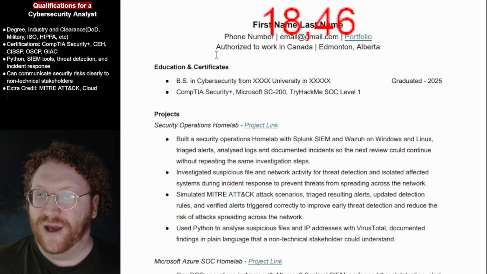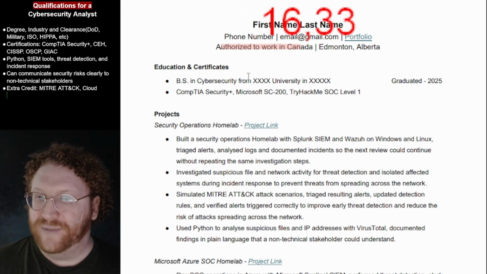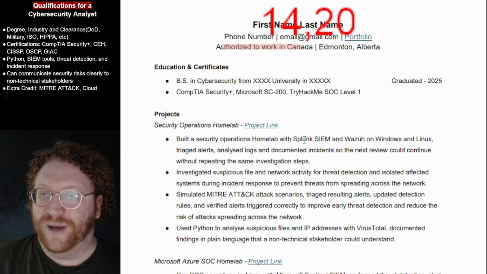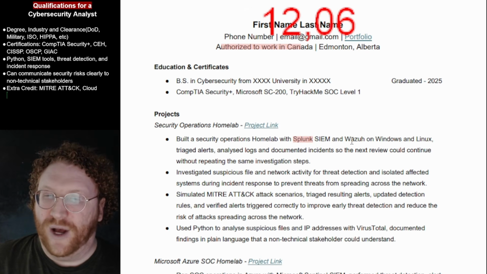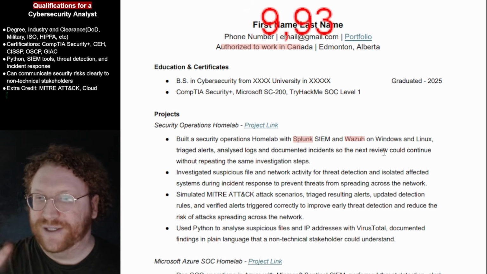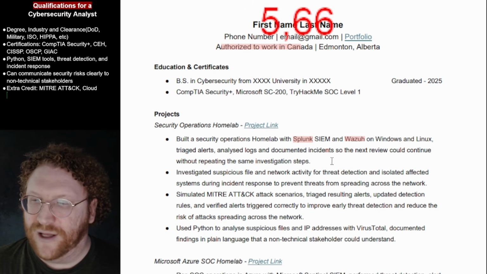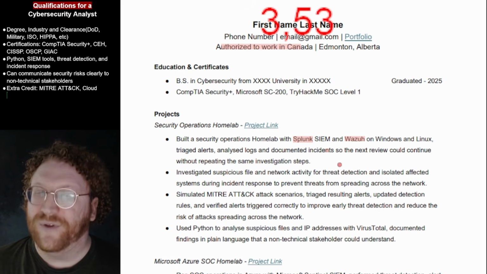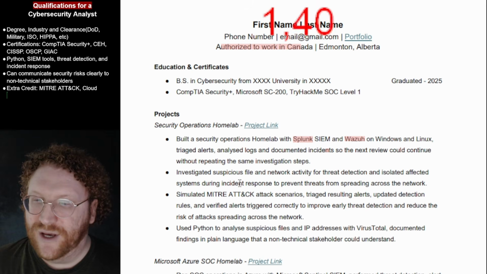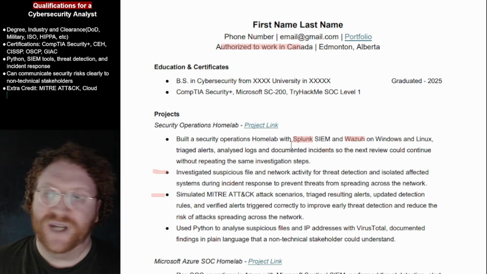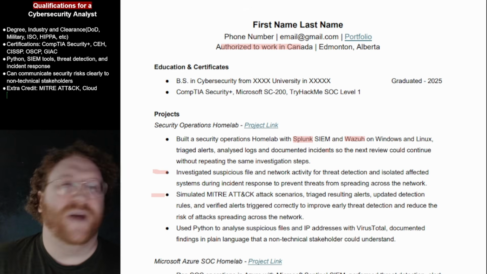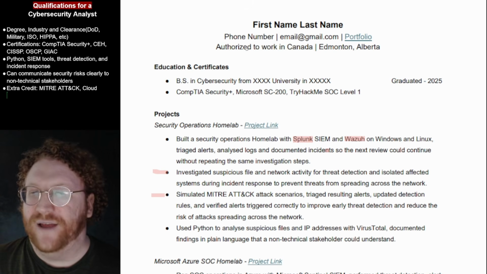Okay, degree, good. This, maybe, CompTIA. Built a security operations home lab with Splunk and Wazuh on Windows and Linux. Triaged alerts, documented next steps, it's still a little unclear. Investigated suspicious file and network threat detection, isolated affected systems, to stop threats spreading across the network. This doesn't have enough. Simulated attacks, triggered alerts, verified detections, which reduces the risk of attacks spreading across the network. And time.